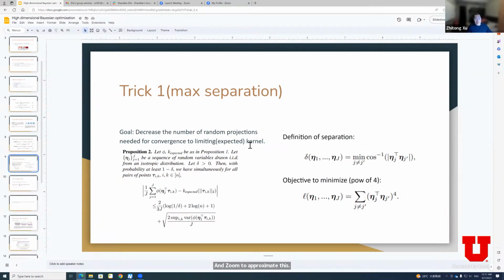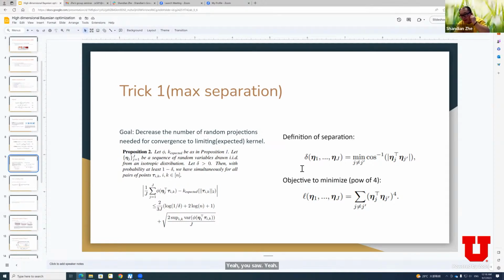So what they are trying to do is, J is not going to infinity for sure. J is a fixed number. So how can we make the most out of those J projections? What they do is define the separation, and the separation is the minimum angle of the closest two projections. And we are trying to maximize the separation. And each eta j is a vector. Yeah, here it's a vector.